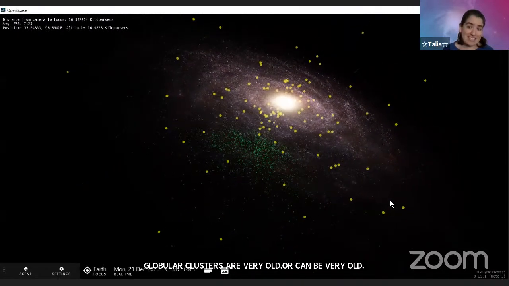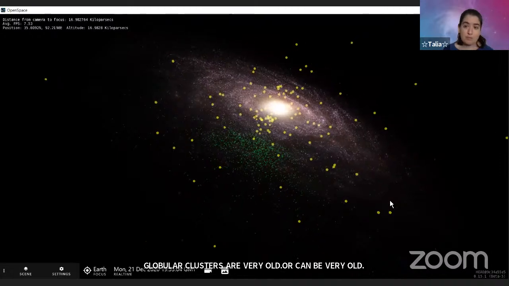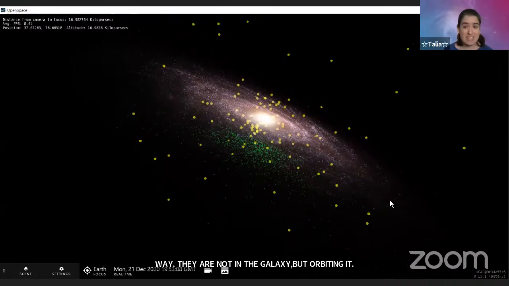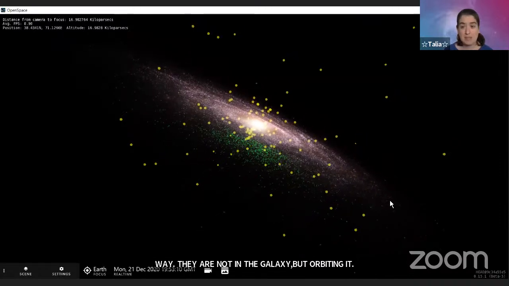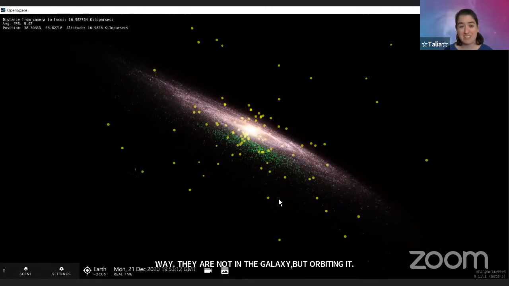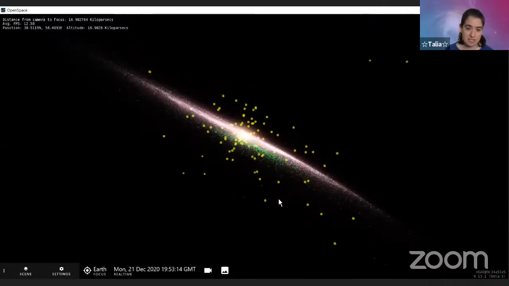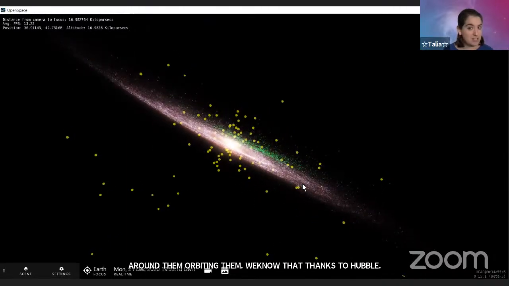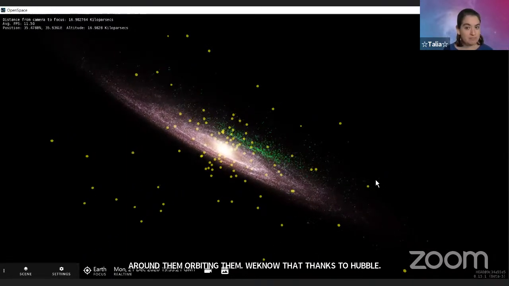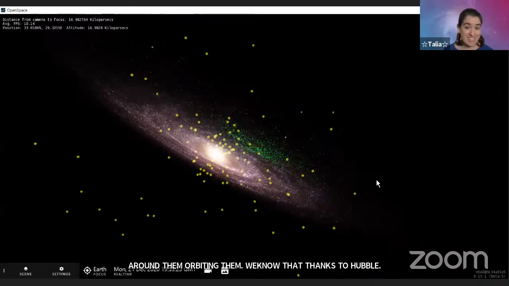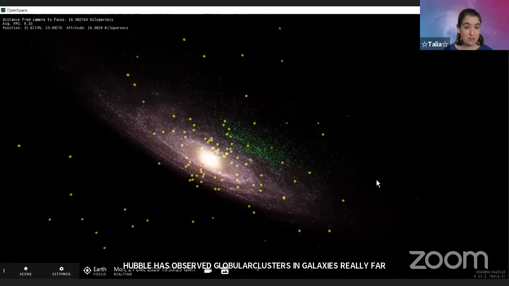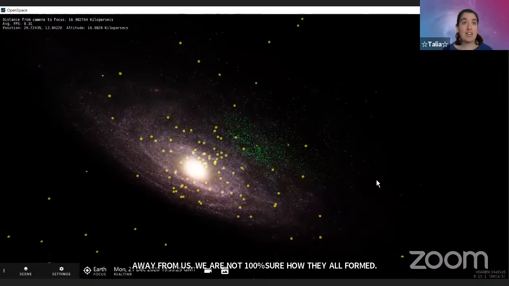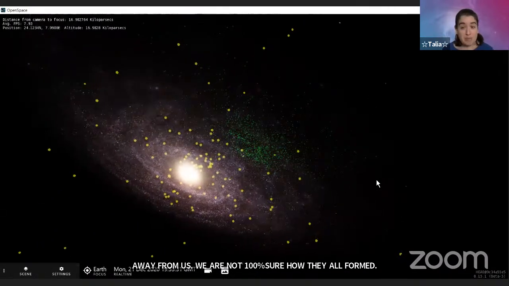And most galaxies will have groups of these globular clusters around them orbiting them. And again, we know that really thanks to Hubble. Hubble has managed to observe globular clusters orbiting galaxies really, really far away from us. And we're not 100% sure how they all form, but some of them are older than the galaxies they orbit. We found one recently orbiting our nearest large neighbor, Andromeda, and it's older than Andromeda.